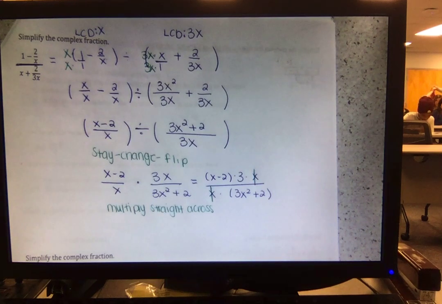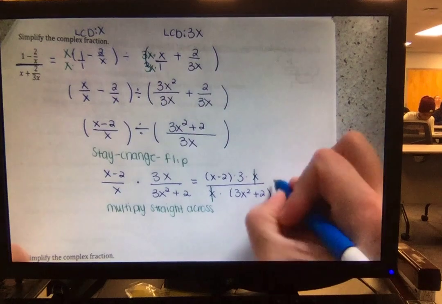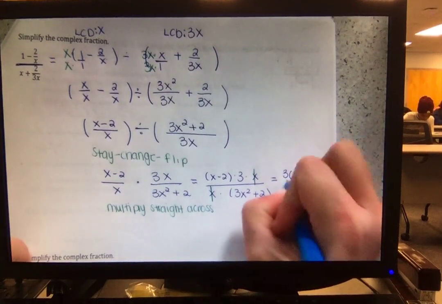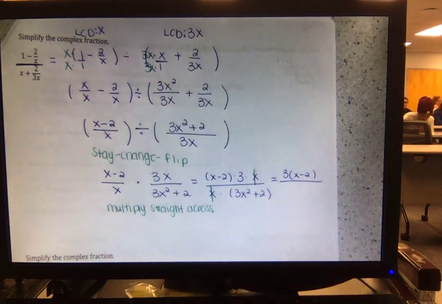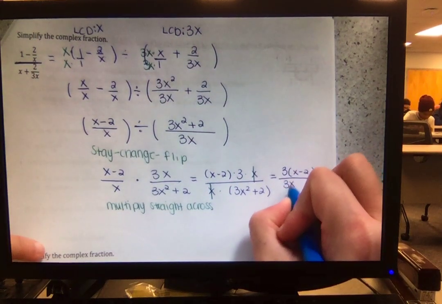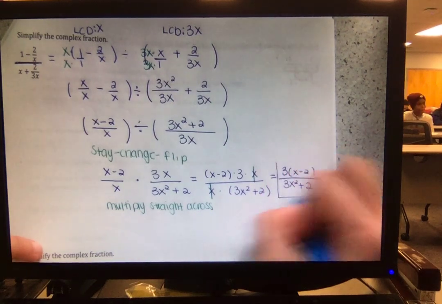Okay, what else? Other good questions. What's left over up top now? 3 times x minus 2. Good. All over 3x squared plus 2. Good, thank you.